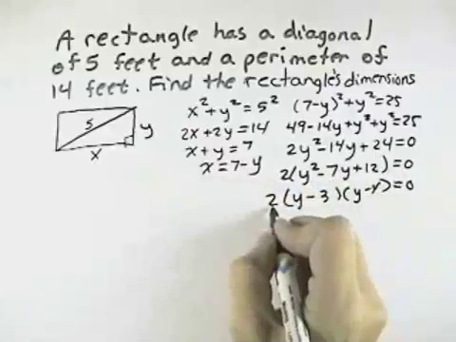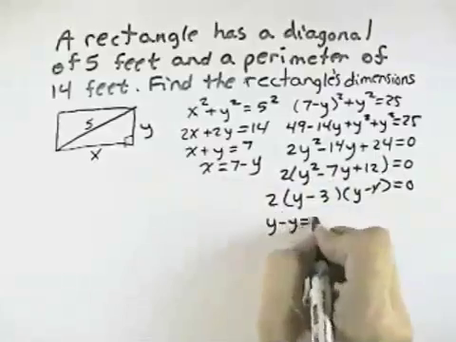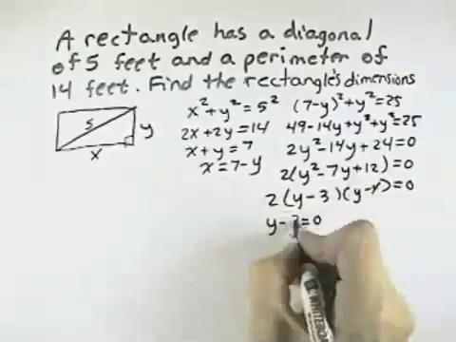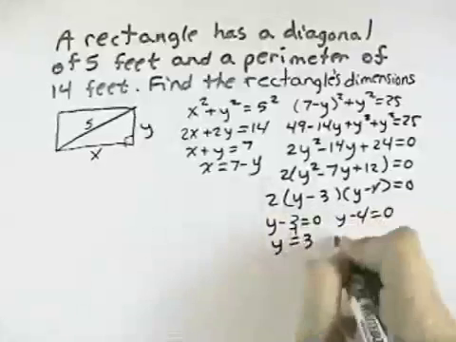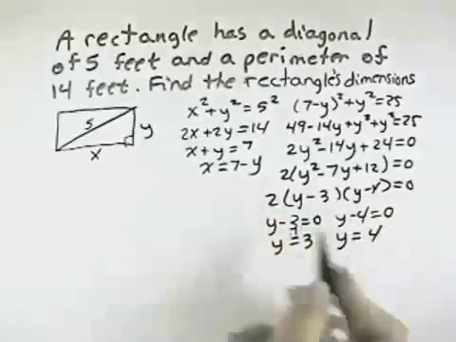So setting each of these, the 2 can never equal 0, but I have y minus 3 equals 0, and y minus 4 equals 0. So y equals 3 and y equals 4 are two possible dimensions.